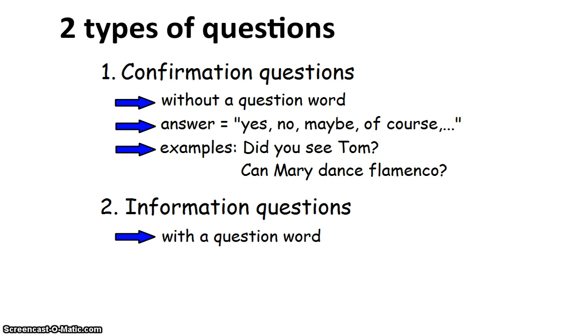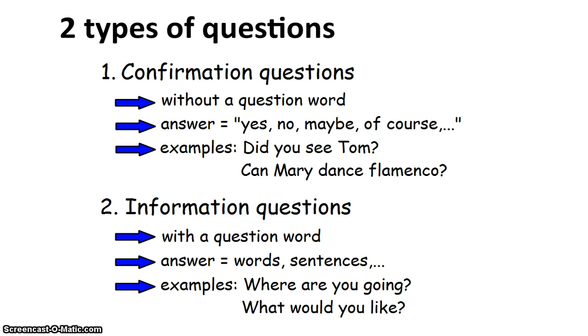The second type of questions are the information questions. They use a question word, and the answer is a piece of information, so words or sentences. We really give an actual piece of information. Two examples: where are you going, or what would you like? You can see that those questions both use a question word.